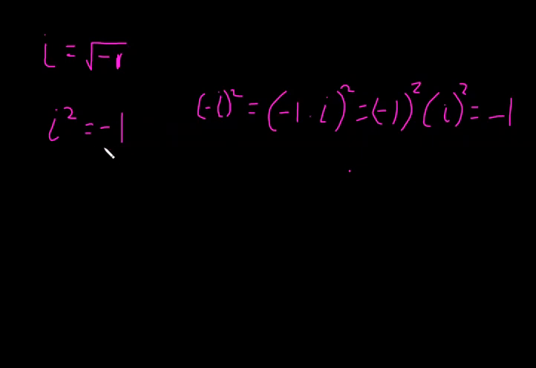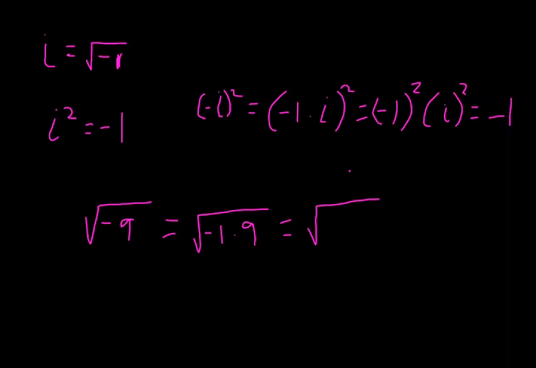Okay, so this is just a definition. We don't have any numbers in our regular number system that squared will give you anything negative. And so this definition lets us take the square root of any negative number. For example, the square root of -9 is the square root of -1 times 9. So we'll have the square root of -1 times the square root of 9. So this is going to give us 3i.